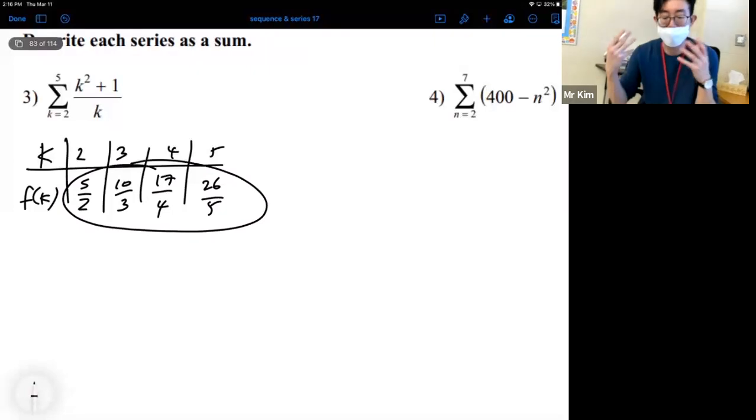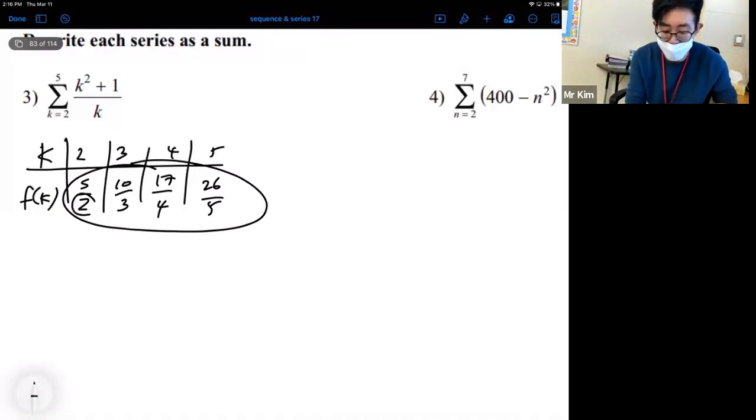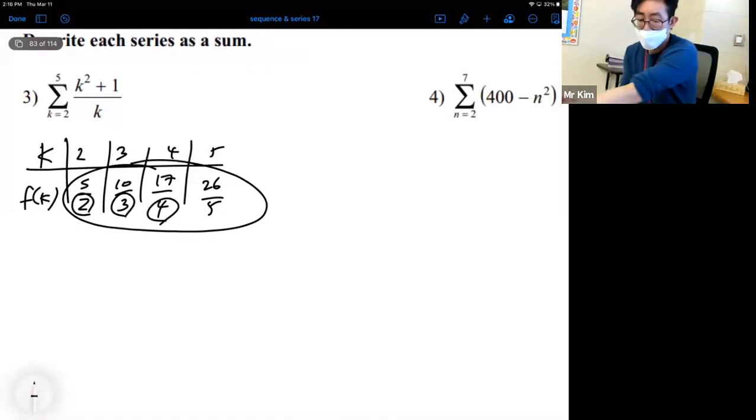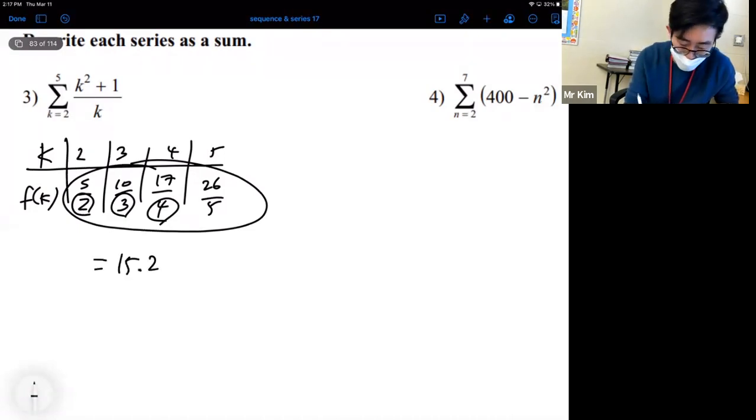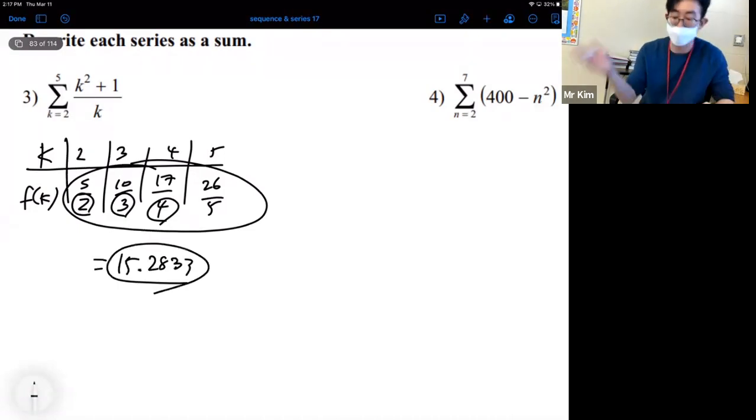Obviously, adding these, I'm not going to ask you to do it literally by hand by getting a common denominator. Just add them up using your calculator and you will end up with the same thing if you just do math 0 and type this in. So let me do this for you real quick: 5, and then x squared plus 1 divided by x. Insert parentheses. And then your final answer is 15.2833. This should be the answer for the first one.